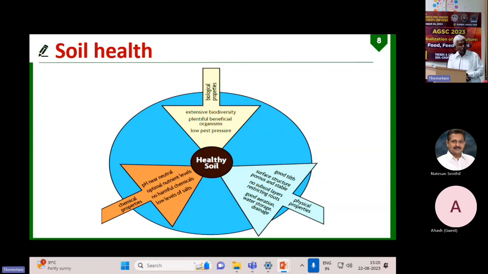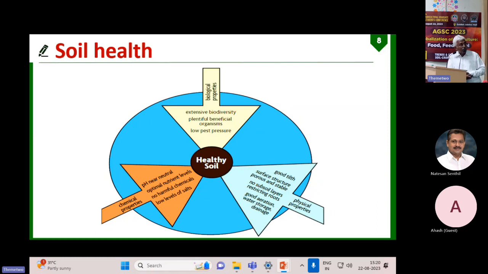On the physical side, it should have good tilth, or good tillage conditions, to raise the crops for proper growth and other activities. The surface structure should be porous and stable. Then only there will be proper growth of the crop. There should not be any hard subsoil layer, which obstructs the infiltration of water and also the roots. And there should be good aeration, water storage, and drainage. These should be the physical parameters to maintain healthy soil.